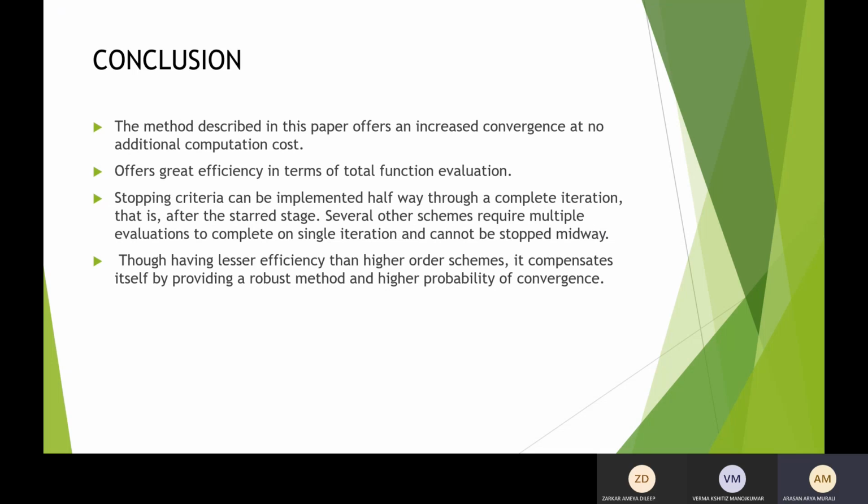So the conclusion of this paper is that the method described offered increased convergence at no additional computational cost, and offers greater efficiency in terms of total function evaluations. Stopping criteria can be implemented halfway through a complete iteration, that is, after the start stage. Several other schemes require multiple evaluations to complete one single iteration and cannot be stopped midway. Though having lesser efficiency than higher order schemes, it compensates by providing a robust method and a higher probability of convergence.